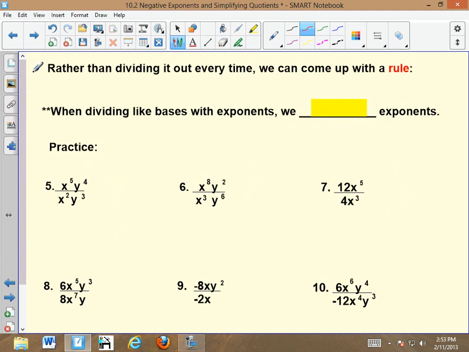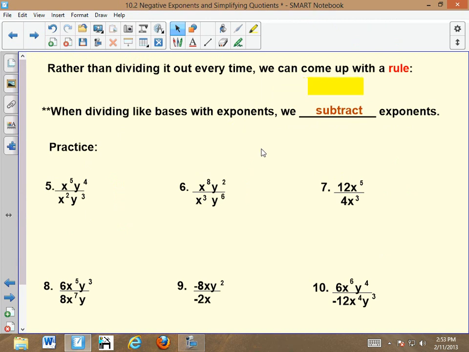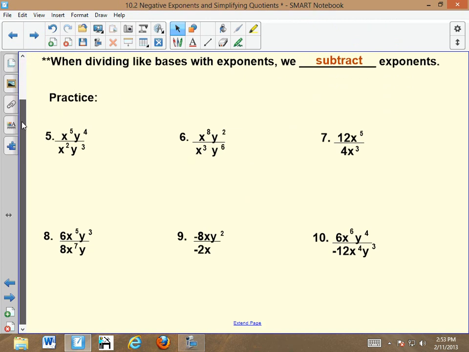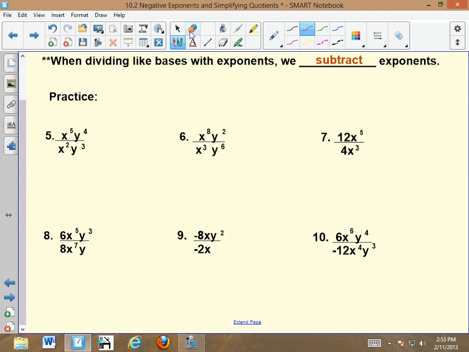Okay, I actually just showed you the rule. When dividing like bases with exponents, we subtract the exponents. Go ahead and do 5, 6, and 7. Pause the video. Turn the video back on once they get 5, 6, and 7 done.